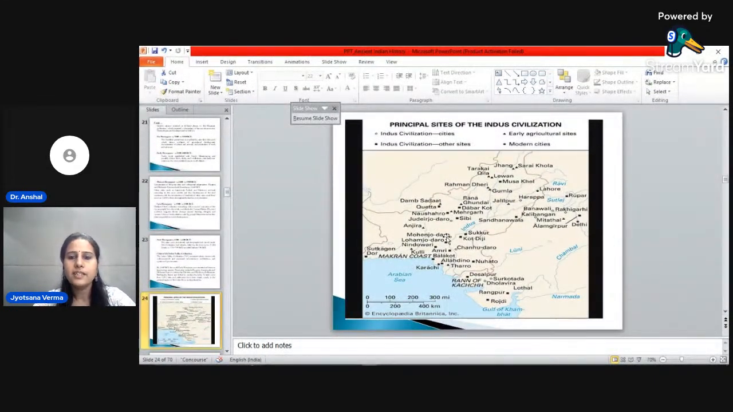So these are some important sites of the Indus Valley Civilization. This covered almost all of West India and Pakistan, and also some of the Afghanistan area.